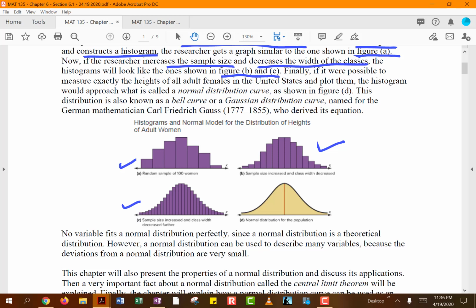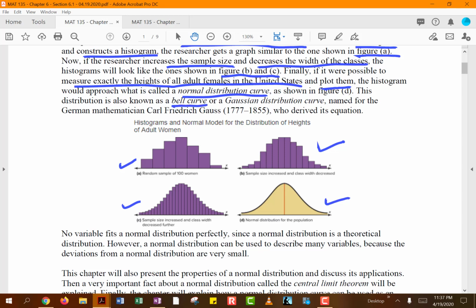Now for this last figure, we're saying if it were possible to measure exactly the height of all adult females in the United States and plot them, then your histogram would actually start looking more like this normal distribution curve that we have here in figure D. Because what would happen is all those histogram bars that you're seeing, let's say in figure C over here, if you take all those histogram bars and make them really, really narrow, because your sample size is now going to be all the adult females in the United States, it would actually form this smooth curve, which is what we're calling the normal distribution curve.